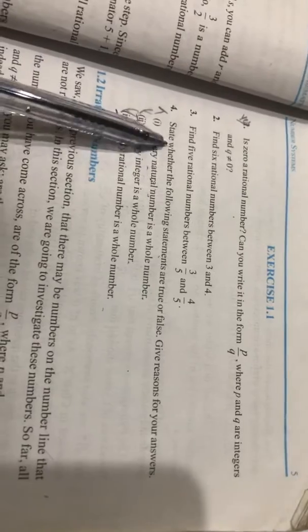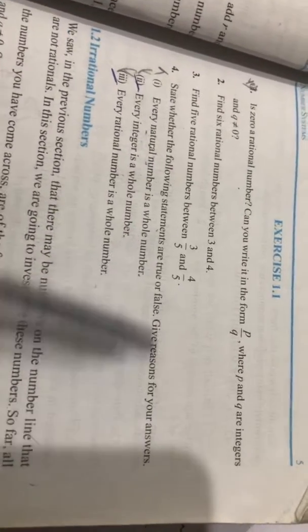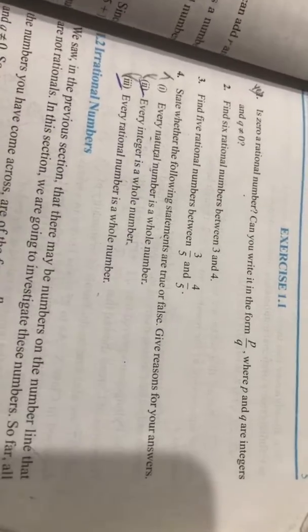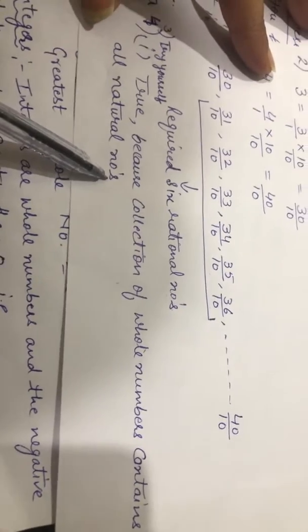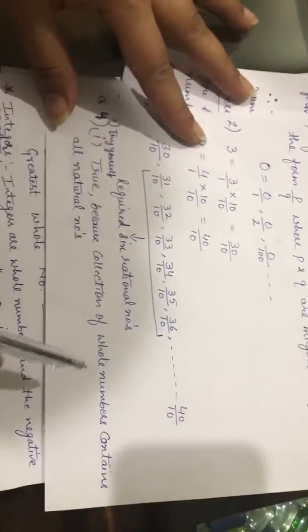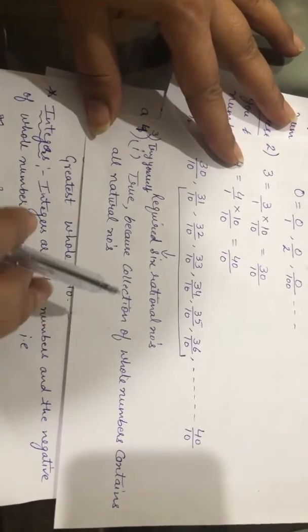Question number 4. State whether the following statements are true or false. Give reasons for your answers. Every natural number is a whole number. The question is, every natural number is a whole number. True, because the collection of whole numbers contains all natural numbers. Yes, because 1, 2, 3, they are natural numbers as well as whole numbers. So yes, every natural number is a whole number.